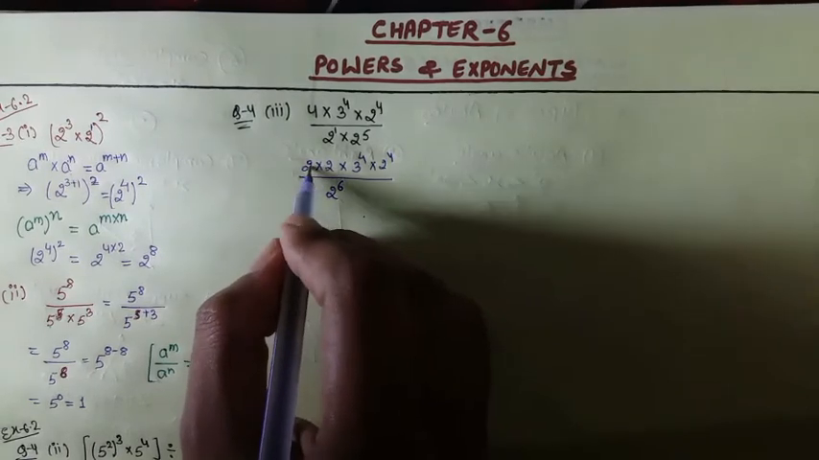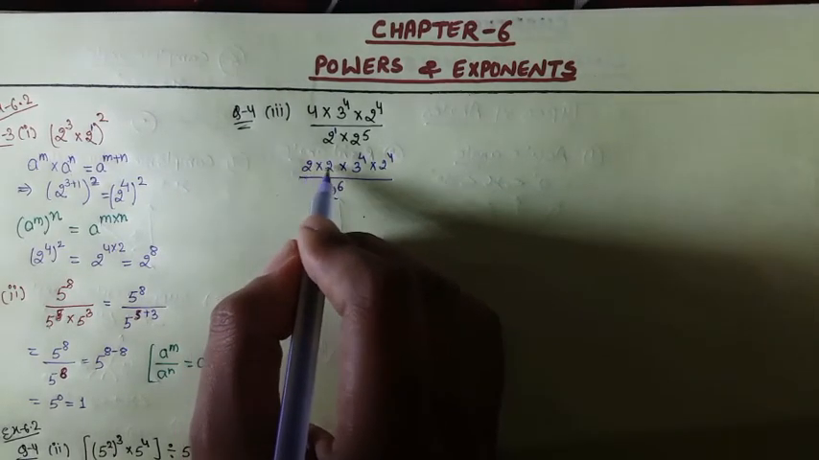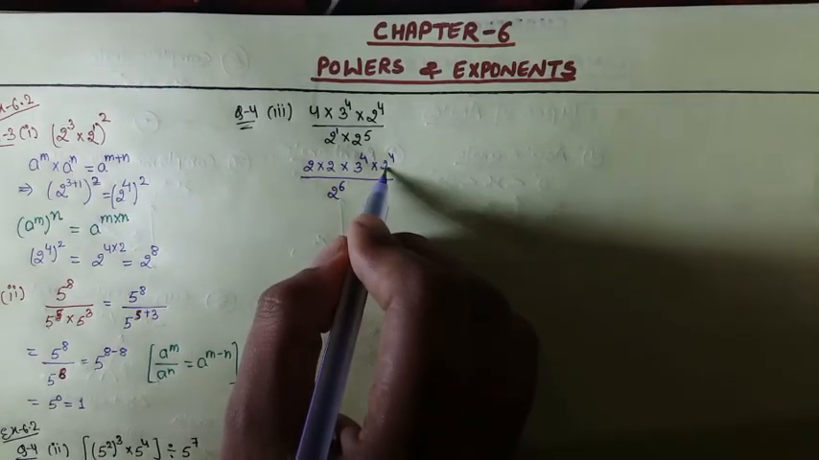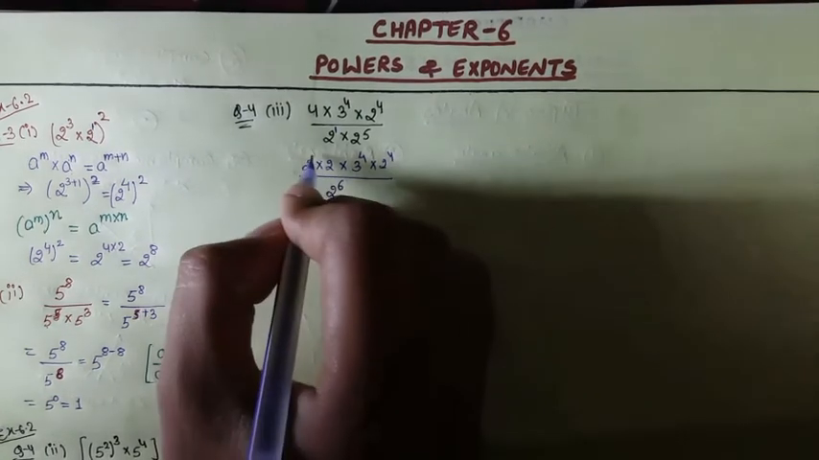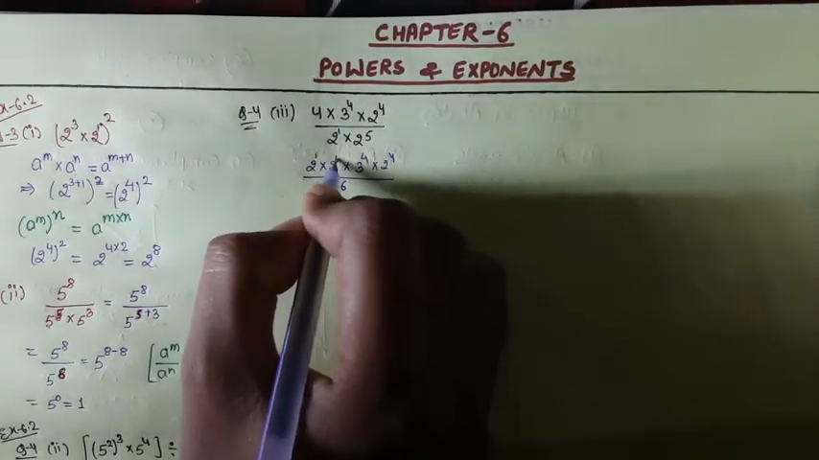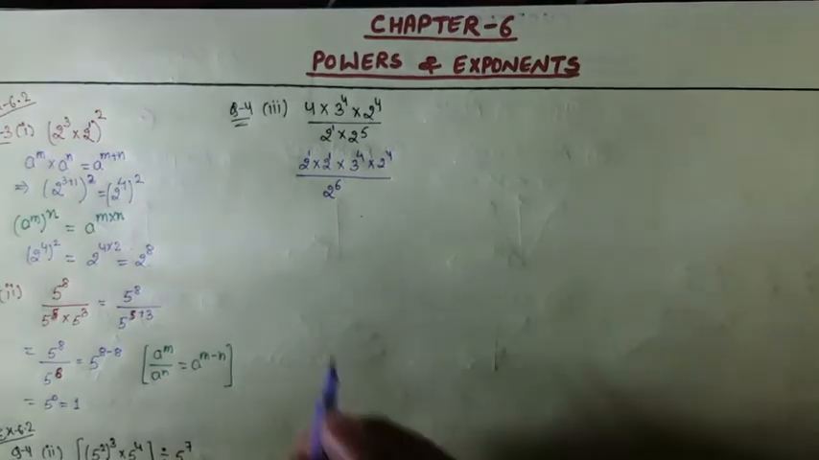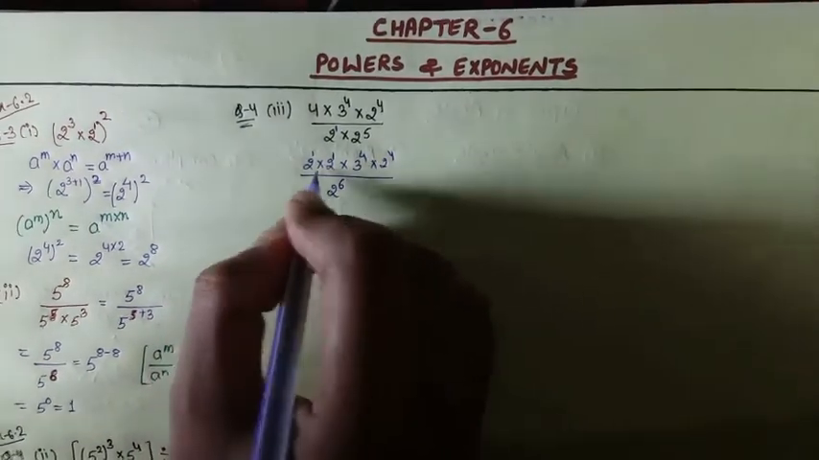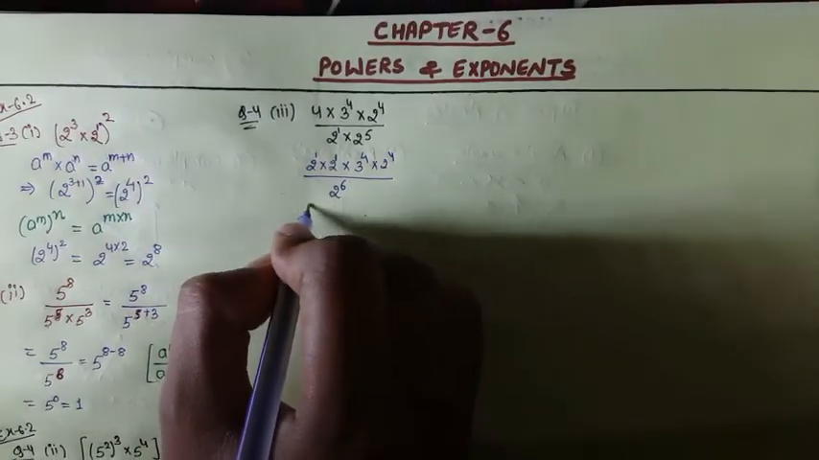Now see over here. Here we have 2, 2 and 2. It is repeating 3 times. Here it is 2 to the power 1, again 2 to the power 1, and this is 2 to the power 4. So all these are multiplied together, so we can add up the powers.